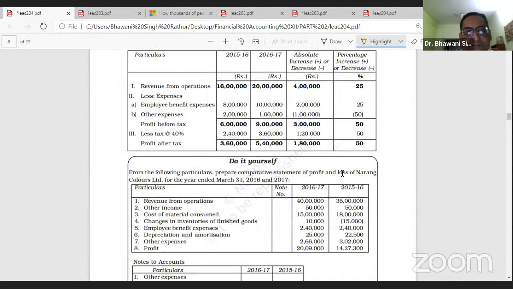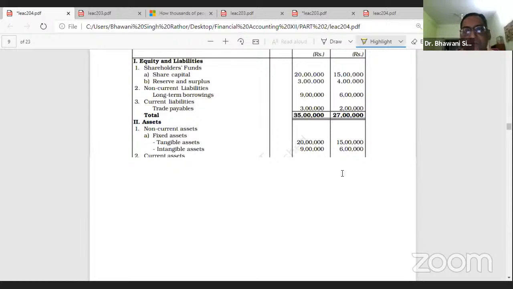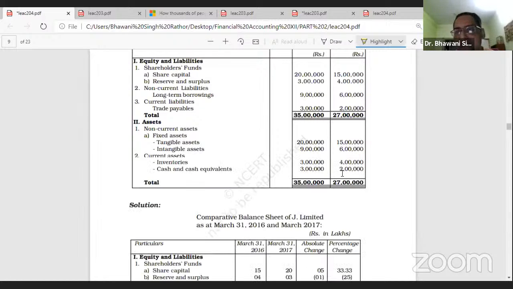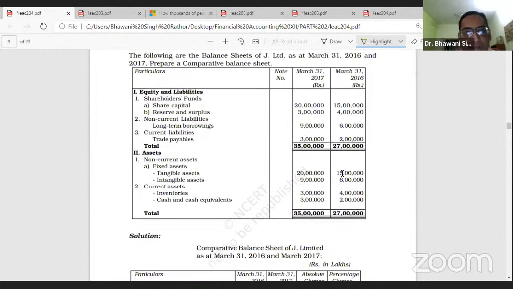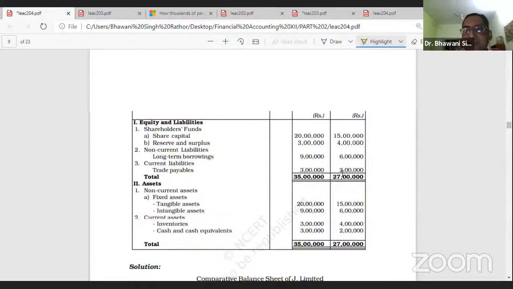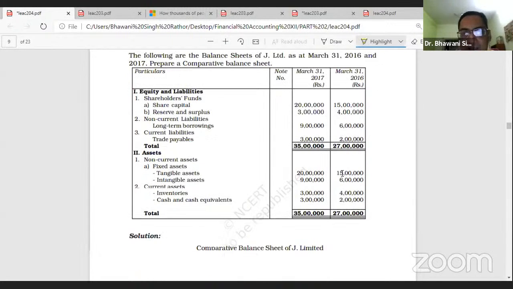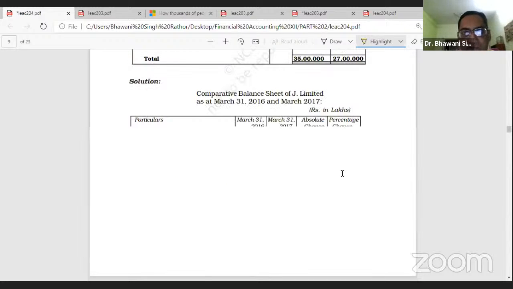Then you have the balance sheet. How to prepare the comparative statement for the balance sheet? Information is given in this particular format that we have discussed, how the balance sheet is structured. What we need to do is, 2-year information is given, that is previous year and current year. So we just use this information in the same format.